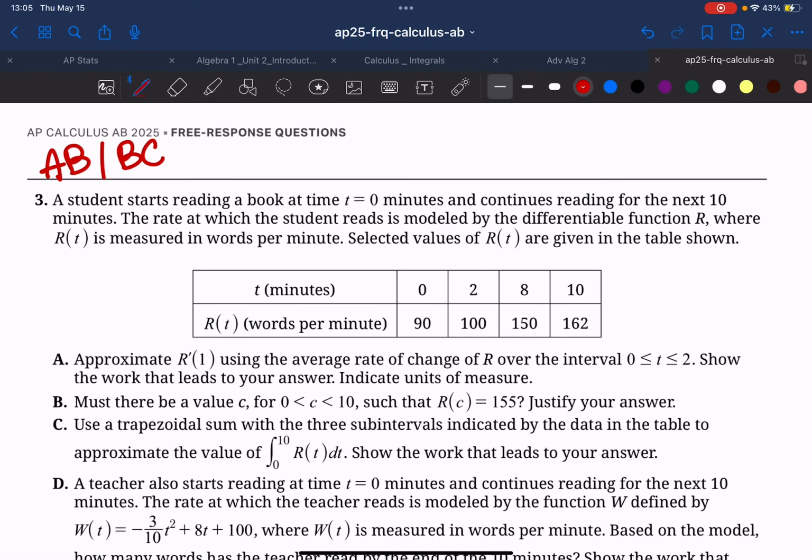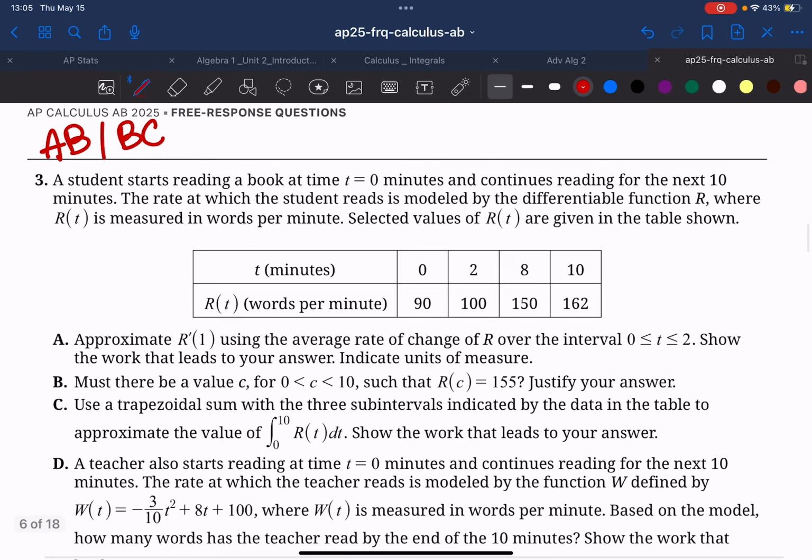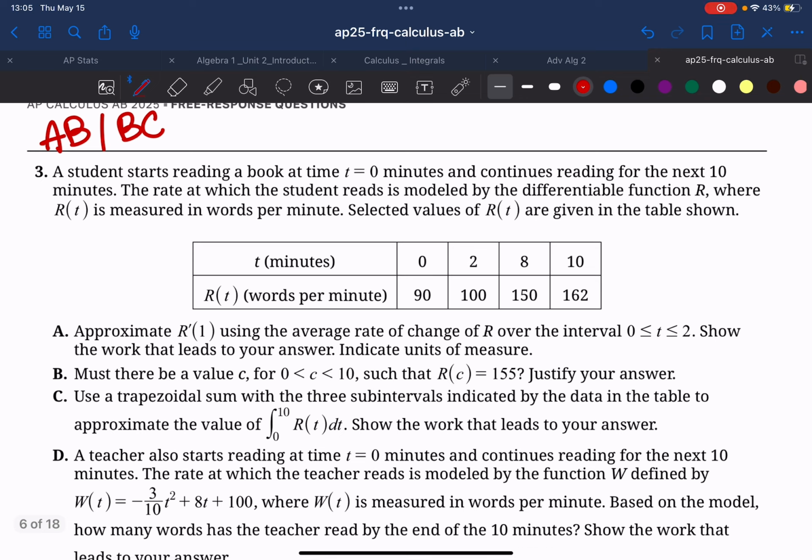Okay, this is the 2025 free response questions for AP Calculus AB exam. I'm going to go over number 3 and how I would solve this. I would like to note that not only is this number 3 from the AB exam, it was also number 3 from the BC exam.